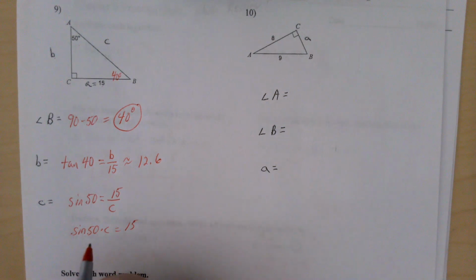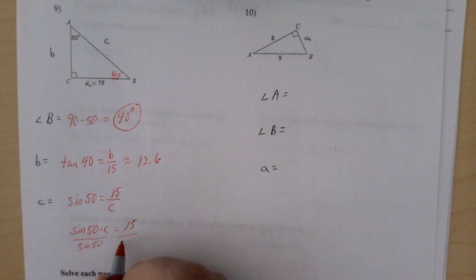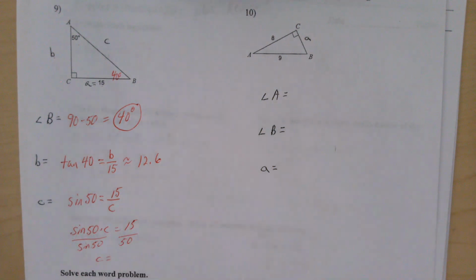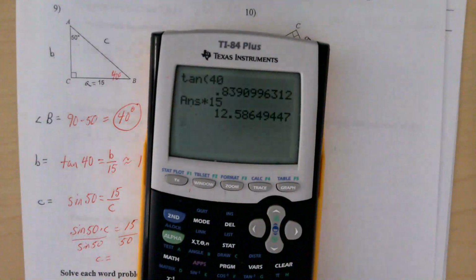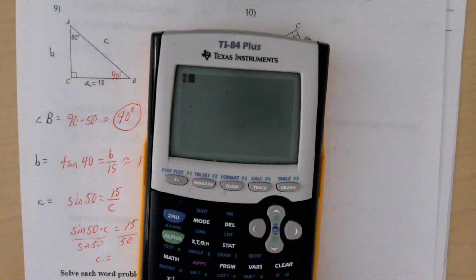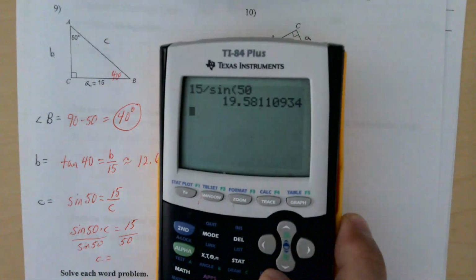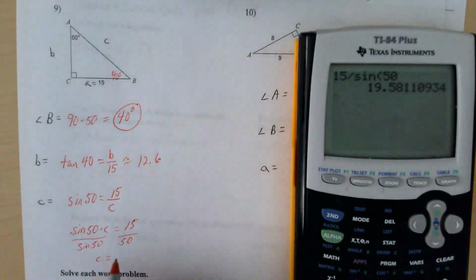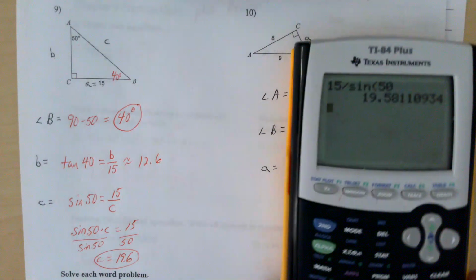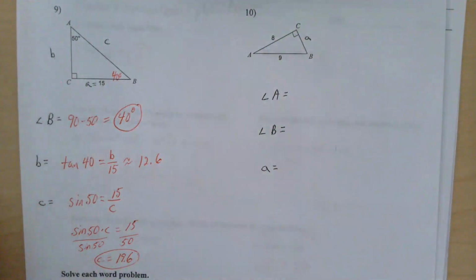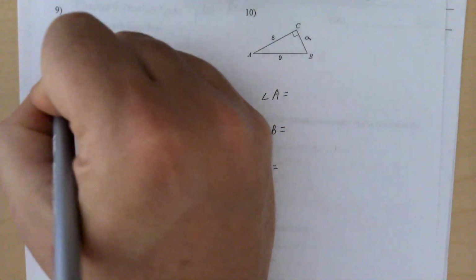So remember, to solve for C, I'm going to divide. So this one's a little bit more tricky to solve if you're going to do it this way. So all I need to do is ask my calculator. Let's clear this. It's 15 divided by the sine of 50 degrees. And it's going to tell me 19.6. So about 19.6. Now, again, we didn't need to do trig for that one. So, just let me quickly show you this yet on the calculator.